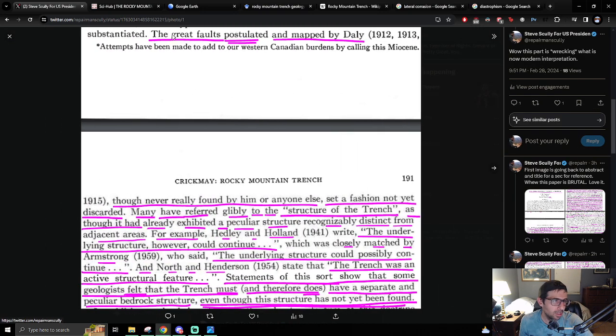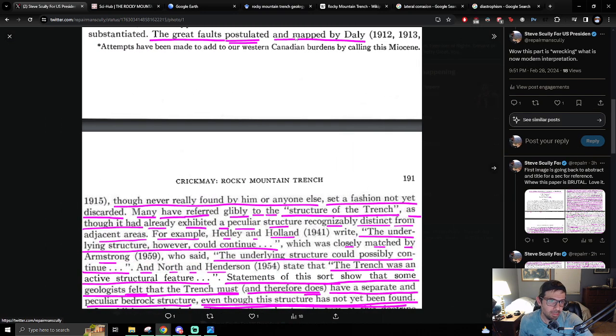The great faults postulated and mapped by Daly, though never really found by him or anyone else, set a fashion not yet discarded. Meaning, it pretty much set a precedent, and since then we've just taken these faults and not rigorously considered alternatives. Many have referred glibly to the structure of the trench, as though it had already exhibited a peculiar structure recognizably distinct from adjacent areas.